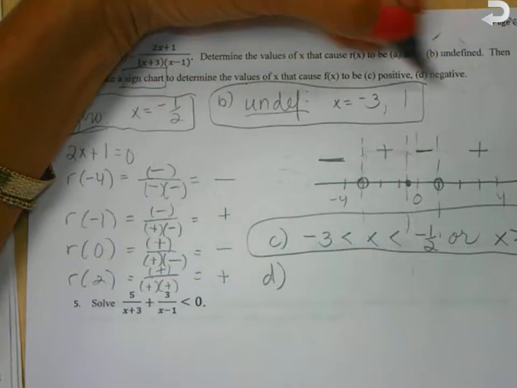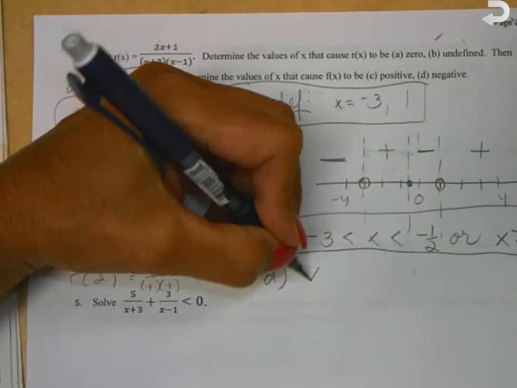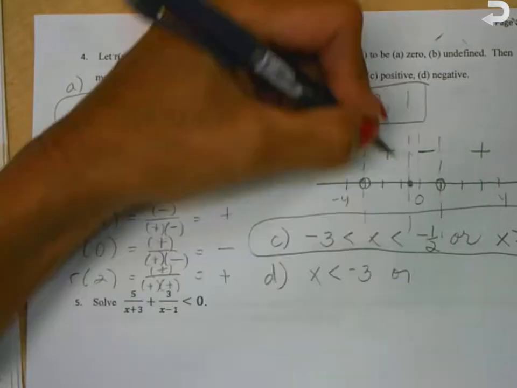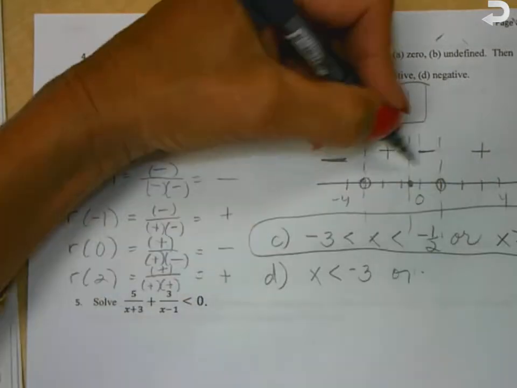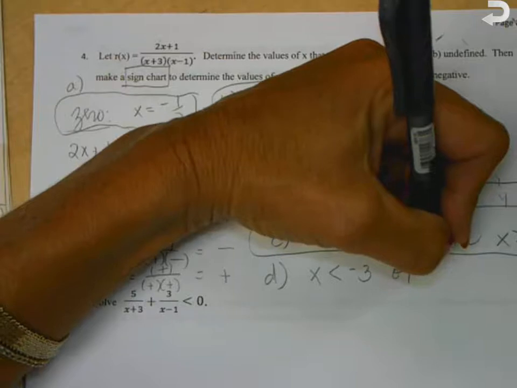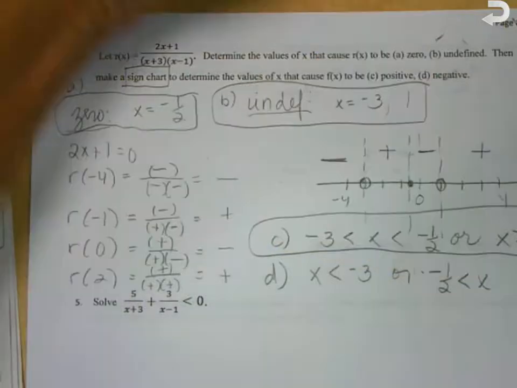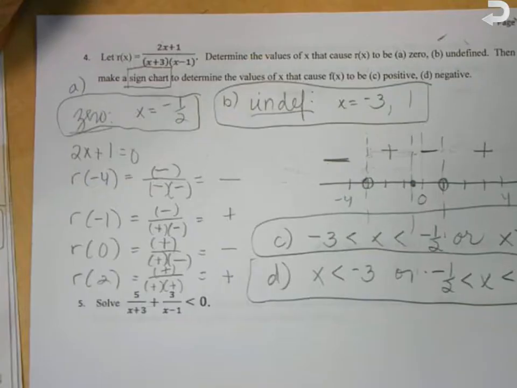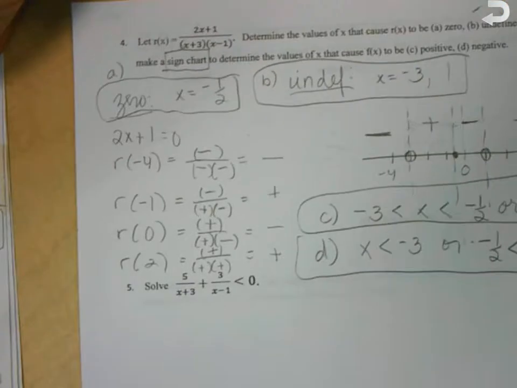On the other hand, my sign chart will also let me see where I have functional values that are negative. My functional values will be negative anytime x is less than negative 3, or when x is from negative 1/2 to 1.